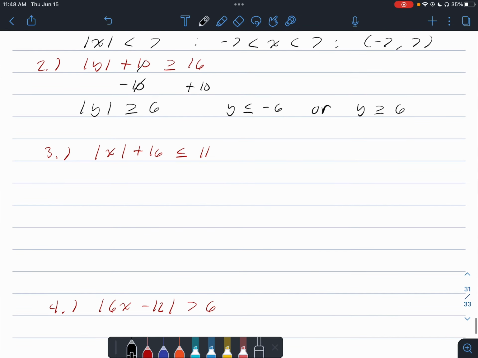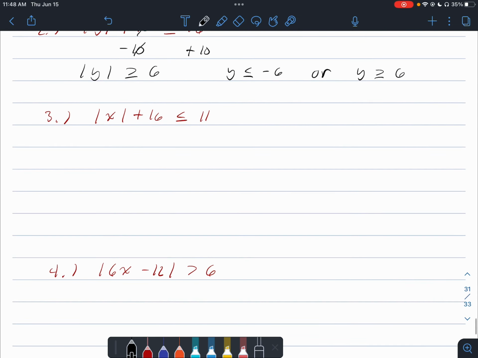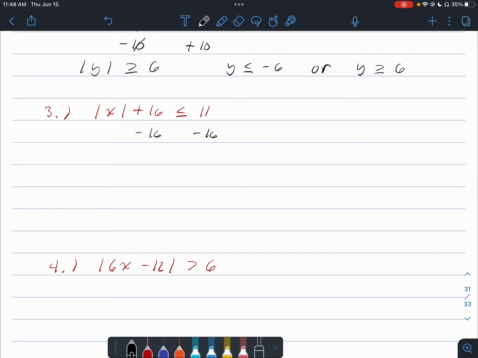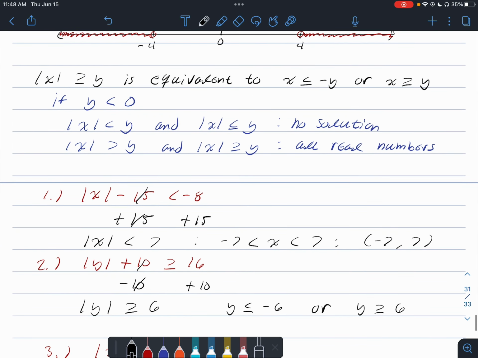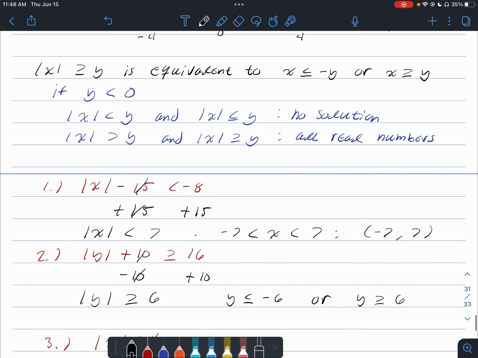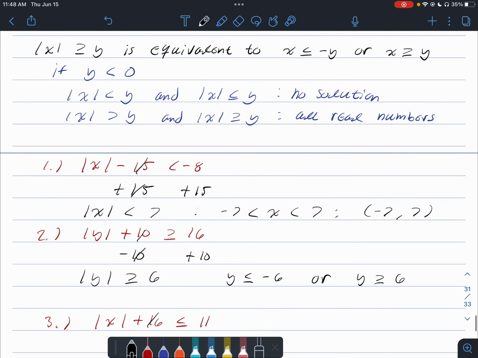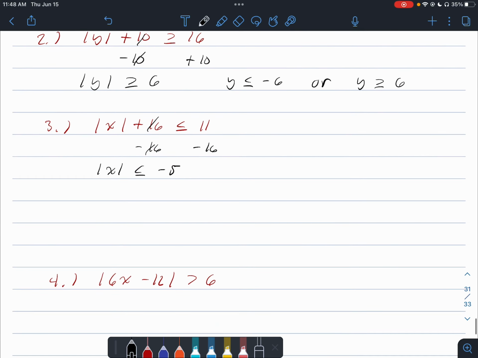All right, now let's look at this one. We have the absolute value of x plus 16 is less than or equal to 11. So we can take 16 away. And we'll end up with the absolute value of x is less than or equal to -5. Okay, well, we know from our rules up here, if in this case we said y was less than 0, that means we're actually going to end up having no solution here.